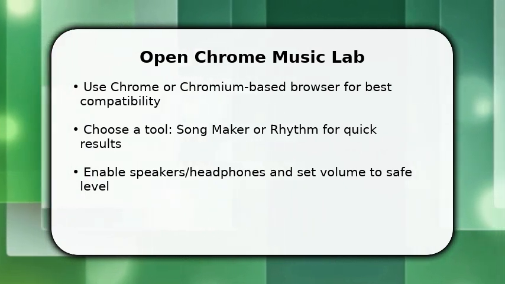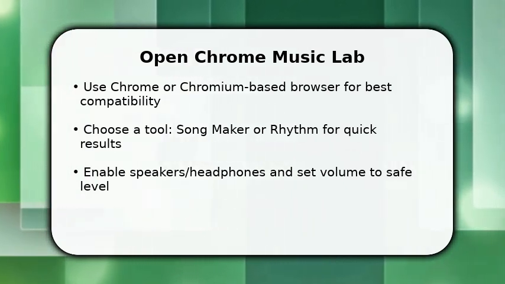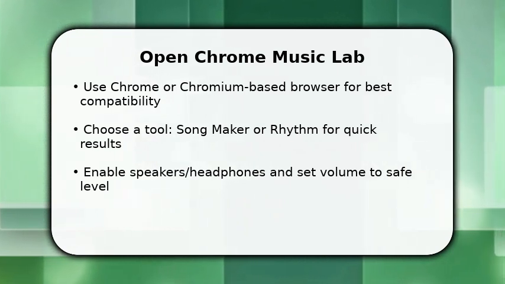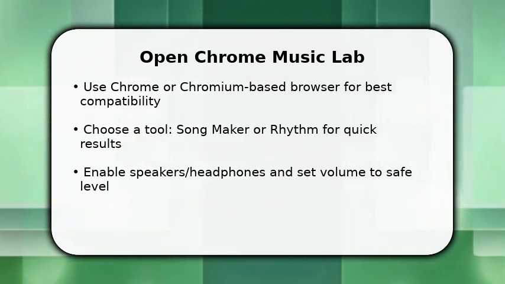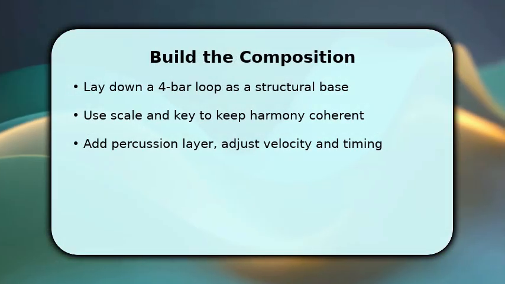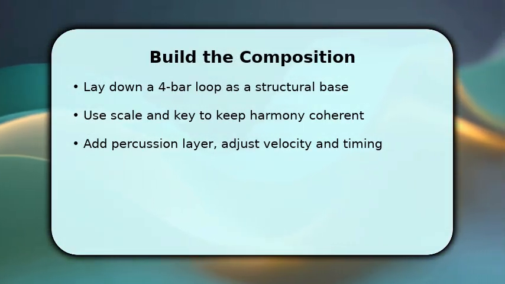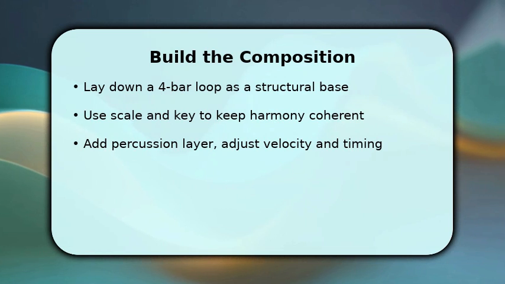As you proceed, keep the tempo and scale controls visible so you can quickly test ideas and stay in control of musical parameters. You'll now construct the middle of your piece by establishing a 4-bar loop that serves as the foundation. This makes iteration fast and musical decisions repeatable.